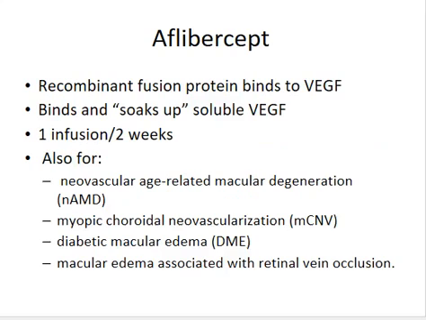Aflibercept is a recombinant fusion protein which also binds to VEGF, essentially binding to and soaking up soluble VEGF. Typically it's given about one infusion every 2 weeks, but that depends on what it's indicated for. And the indication list, which is shown here, has grown quite long actually. There are now 4 indications for this drug.